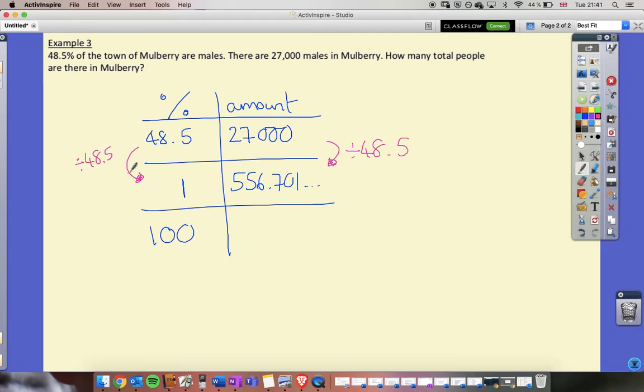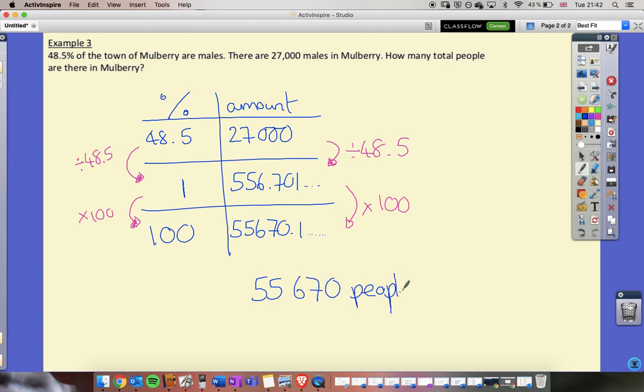Right, how do I get from 1 to 100? Well, once you're at 1, it's easy to get to anything, isn't it? So that is the great advantage of this method where we go through 1. I just times by 100. 1 times 100 is, of course, 100. And I'll times this side by 100. Now, let's just think about the context. We're talking about people. So let's say 55,670 people. That seems more sensible than having a decimal, doesn't it?